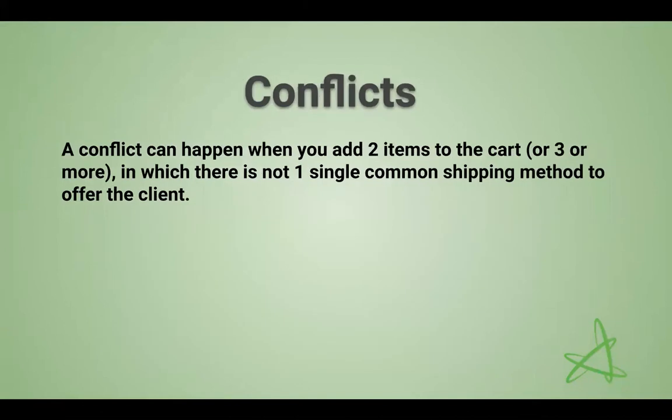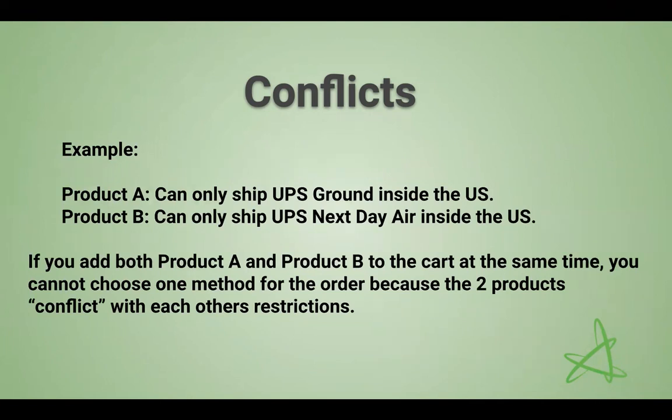So a conflict can happen, as I just mentioned, when you add two items to the cart or three or more, whatever, in which there is not one single common shipping method to offer the client. A good example of that, I'll just read through it again just to make sure we're all clear: let's say you put two items in your cart, product A and product B. Product A can only ship UPS ground if it's inside the US, maybe because it's got a lithium battery in it, right? Product B, for other different reasons, we can make up whatever reason it is, can only ship next day air inside the US.